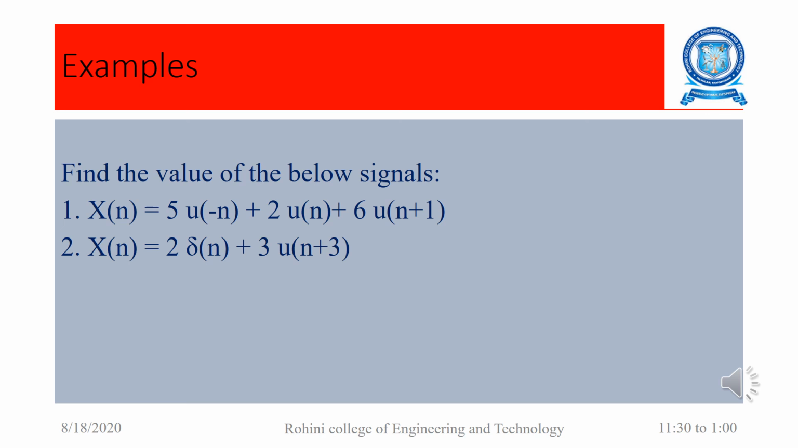Now we move on to the example problems. Find the value of the below signals. x of n is equal to 5 u of minus n plus 2 u of n plus 6 u of n plus 1. They don't give any interval values, they only say the signals are discrete in time. So according to this we are going to calculate the value for the first signal and the second signal. The second signal equation is x of n is equal to 2 del of n plus 3 u of n plus 3.